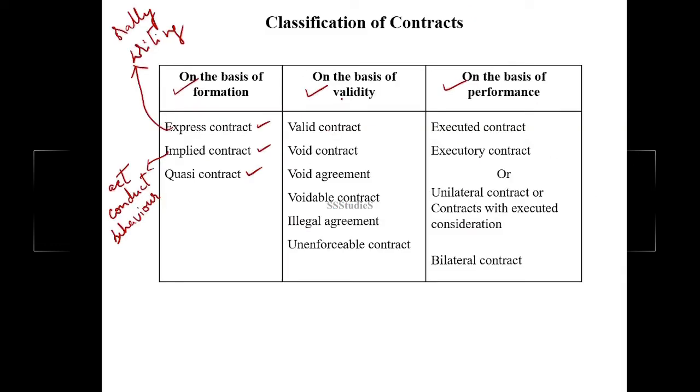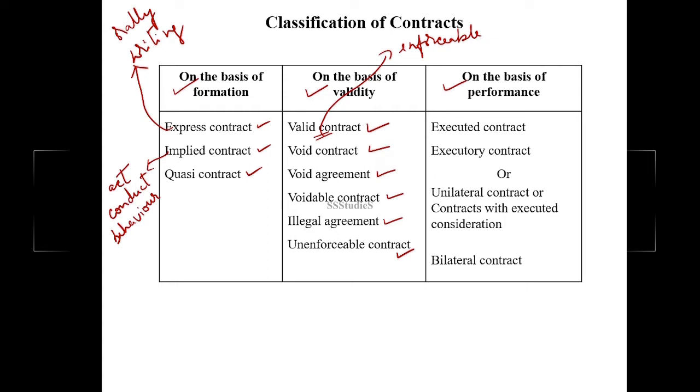Next, coming to the classification of contracts on the basis of validity. On the basis of validity, a contract can either be a valid contract, void agreement, voidable contract, illegal agreement, or unenforceable contract. A valid contract is a contract which is enforceable in a court of law. Now, when is it enforceable in a court of law? It is enforceable if it meets all the essential elements of a valid contract. So, what are the essential elements of a valid contract?